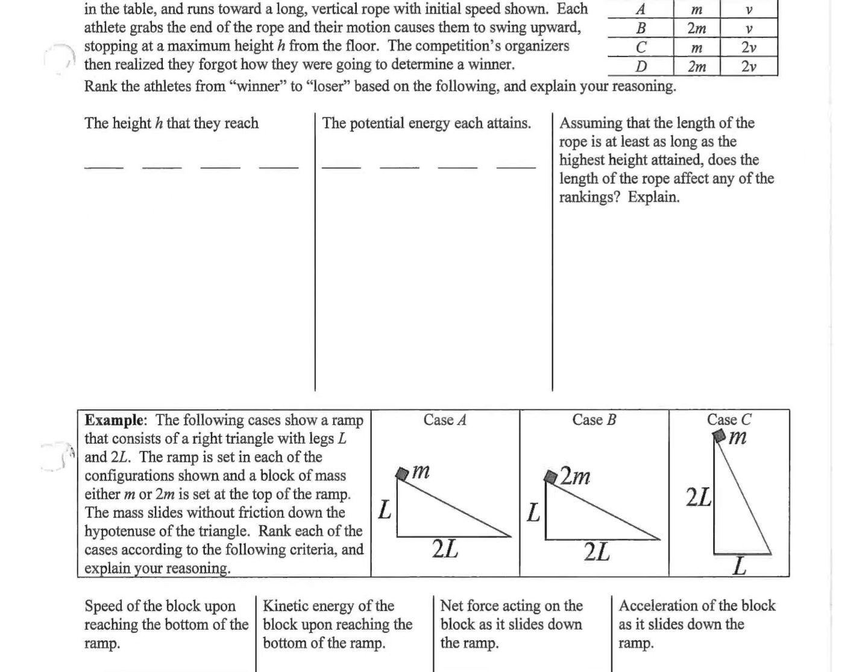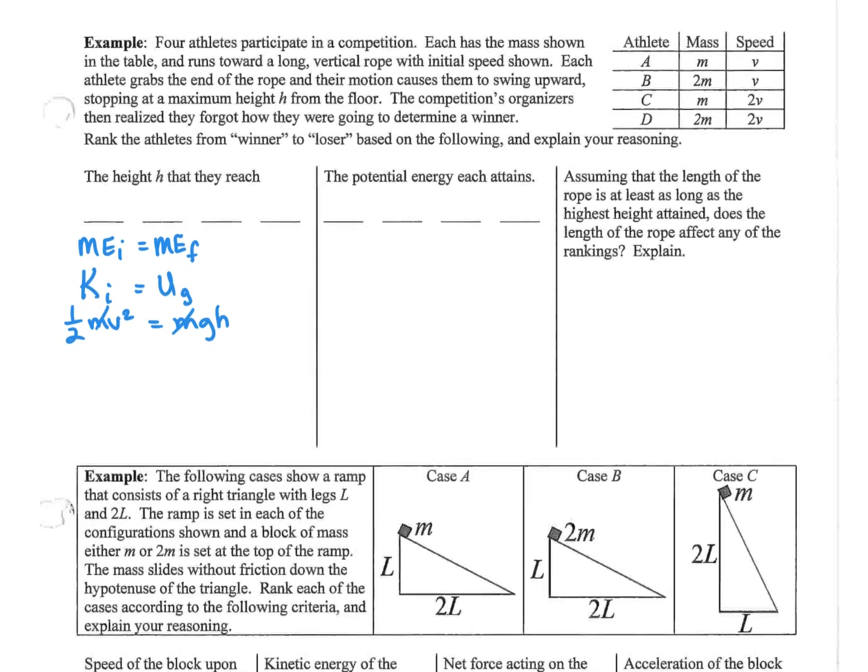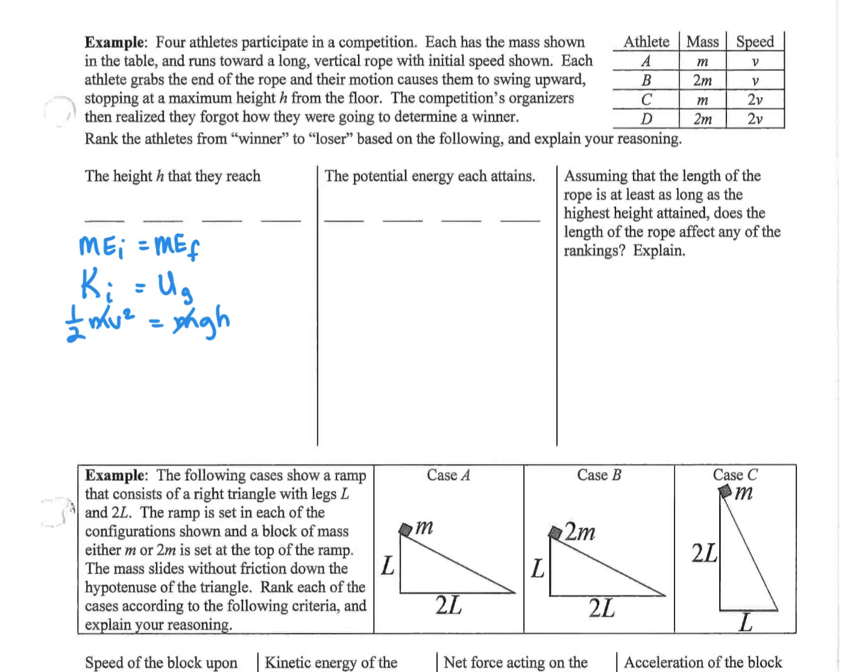The height they each reach. Okay, so each person is going to start with mechanical energy initial equals mechanical energy final, aren't we? They're each going to start with kinetic energy, and they're going to end up with gravitational. So we have 1/2 mv squared equals mgh. The mass of the athlete doesn't matter. What does matter is that the one with the greatest height is going to be h equals 1/2 v squared over g. So the speed is going to determine the height.